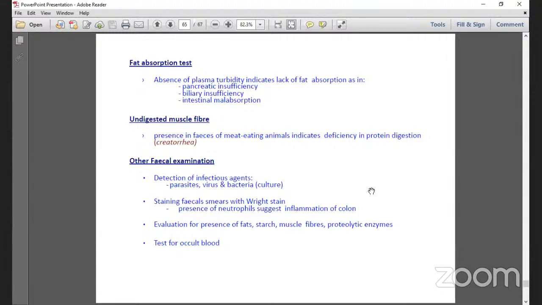And then we should evaluate again, as I mentioned, the presence of fat, starch, muscle fibers, and also further the enzyme. And the last one is we should do the occult blood test. Occult blood is done because we want to detect any presence of blood loss, even a minute amount, in the intestine. I think next slide, please.